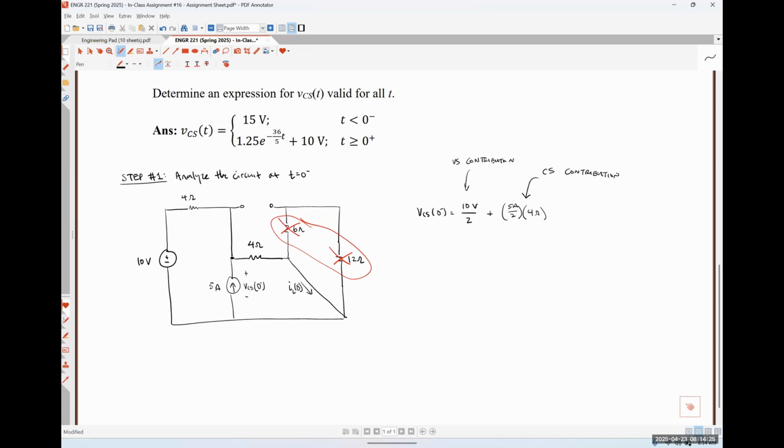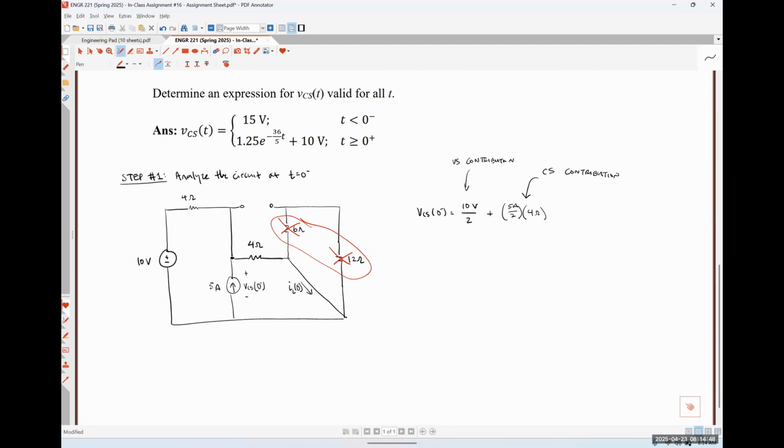We could do nodal, we could do mesh, we could do source transformation, we could do any number of those things, but this guy is easy enough that if we just look at what the circuit looks like with just the voltage source on, it's a simple voltage divider, and with just the current source on, it's a simple current divider. In each case, they're just split in half. So why make it harder than that if we don't have to, is my question to you all.